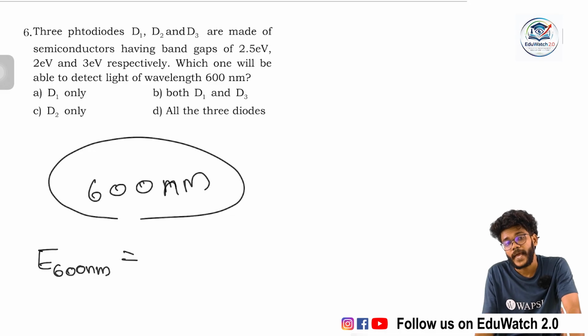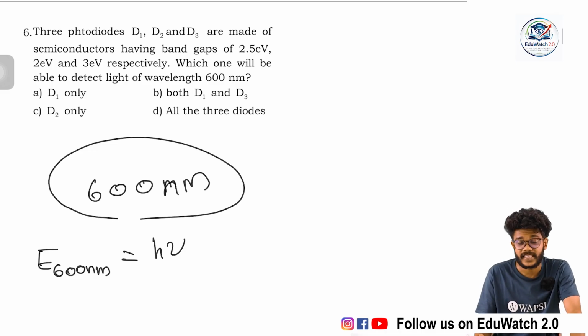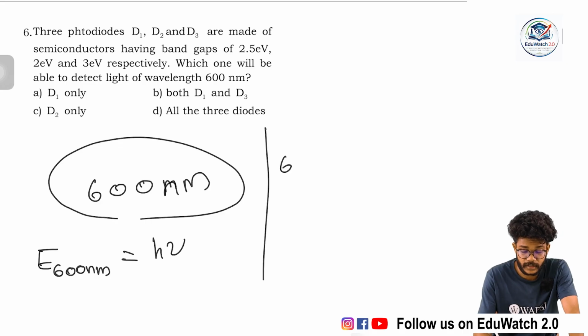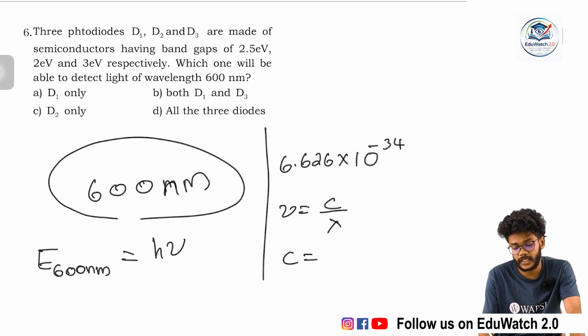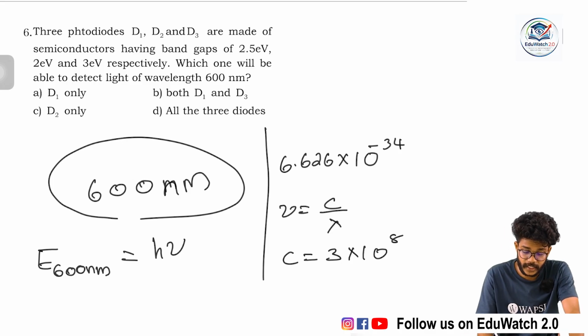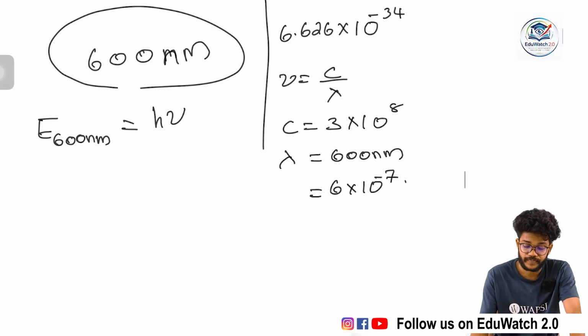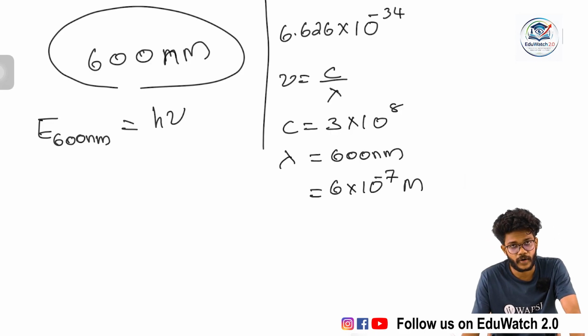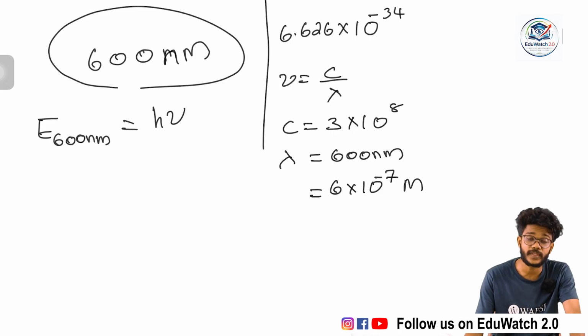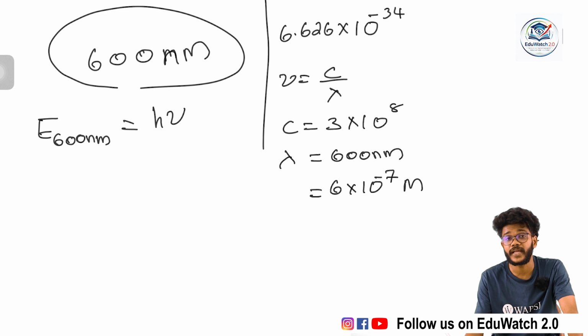E is equal to h nu. What is h? h is Planck's constant, 6.626 into 10 raised to minus 34, and nu is equal to c by lambda. What is c? 3 into 10 raised to 8. And what is lambda here? Lambda is 600 nanometer, which is equal to 6 into 10 raised to minus 7 meter. Nanometer means 10 raised to minus 9, angstrom means 10 raised to minus 8. So 10 raised to minus 9 into 100 is 10 raised to minus 7. So 6 into 10 raised to minus 7 meter is the wavelength lambda.